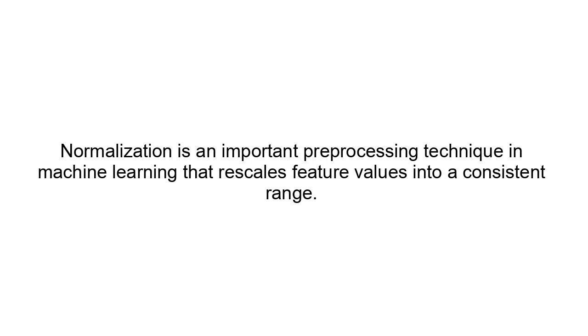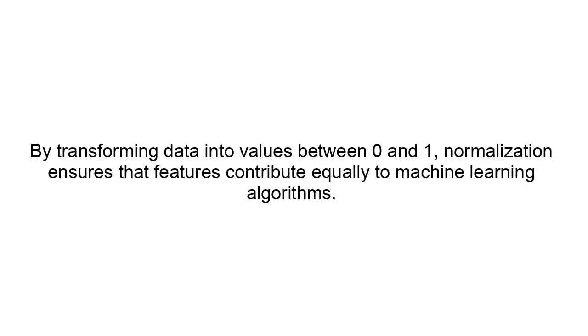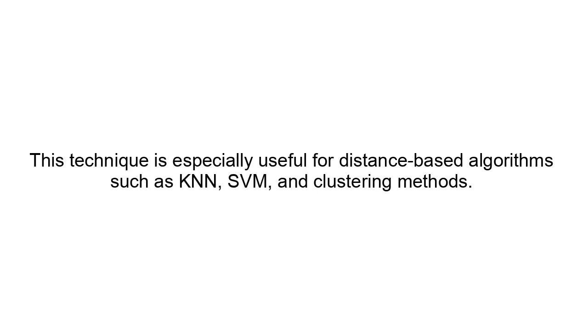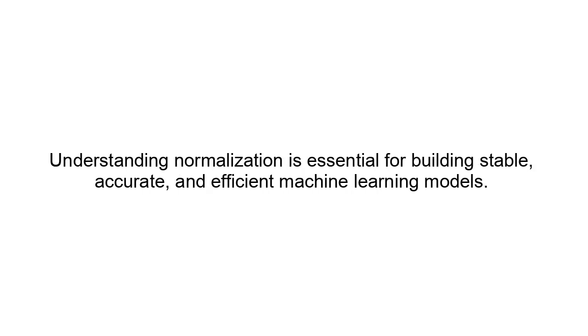Final summary. Normalization is an important preprocessing technique in machine learning that rescales feature values into a consistent range. By transforming data into values between 0 and 1, normalization ensures that features contribute equally to machine learning algorithms. This technique is especially useful for distance-based algorithms such as KNN, SVM, and clustering methods. Understanding normalization is essential for building stable, accurate, and efficient machine learning models.